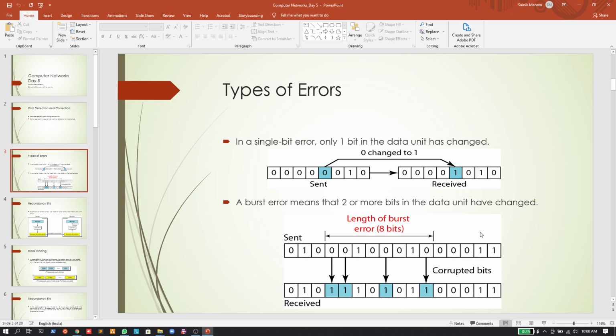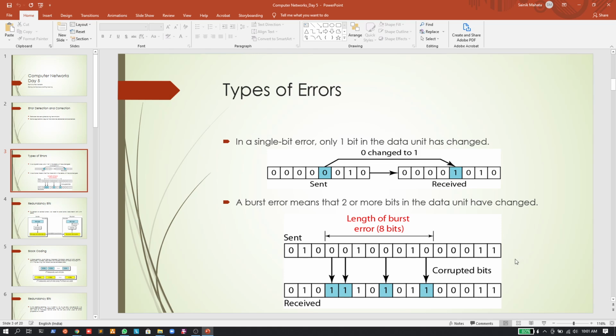single bit error. So which means whenever I'm sending data from the sender to the receiver, if only a single bit changes during transmission, we say that it's a single bit error, right? So in a single bit error, only one bit in the data unit has changed. Okay, so you can see in the diagram that the 0, 1, 2, 3, 4, the fourth bit is being changed from 0 to 1 during the transmission phase. Okay, so again we can see that this is a single bit error.